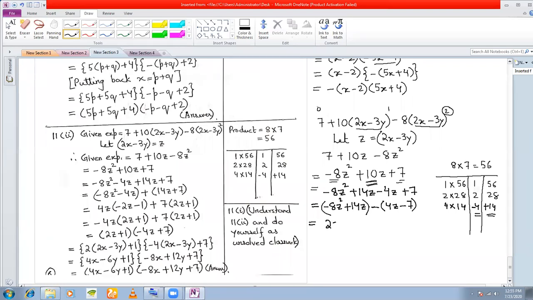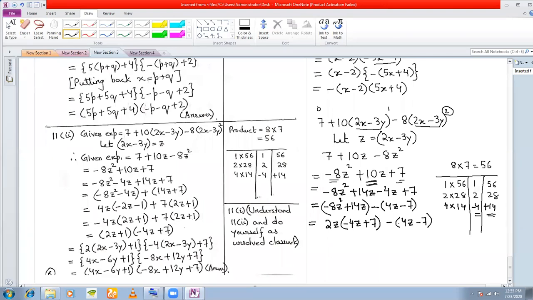Now HCF of 8z square and 14z is 2z. If I take 2z out of 8z square, 8z square divided by 2z is 4z with a minus sign, plus, and 14z divided by 2z is 7, minus 4z minus 7. Again, now you see the same problem happening here.